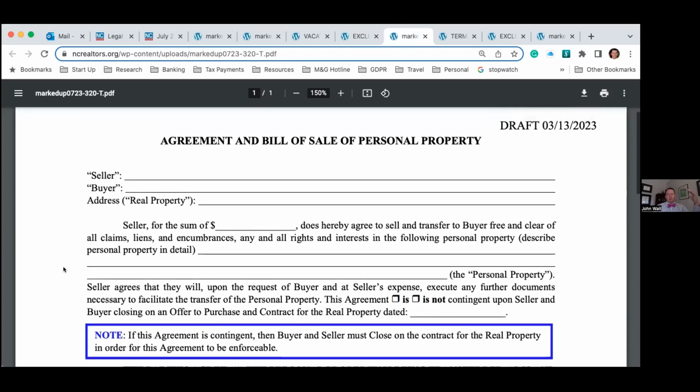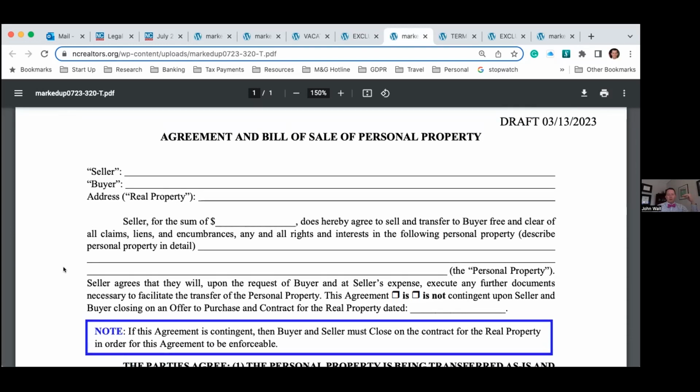It is exactly what it sounds like. It's an agreement for bill of sale of personal property. So if all the furniture is going with a vacation rental property, you're going to put that stuff in here. Even if it's just the refrigerator, I would strongly encourage you to put it in here. This is not an addendum to the contract. Lenders do not want to see this or know about it or care about it. Okay, we asked them. They said so. Do not do it as an addendum to the contract. It is a completely separate agreement.